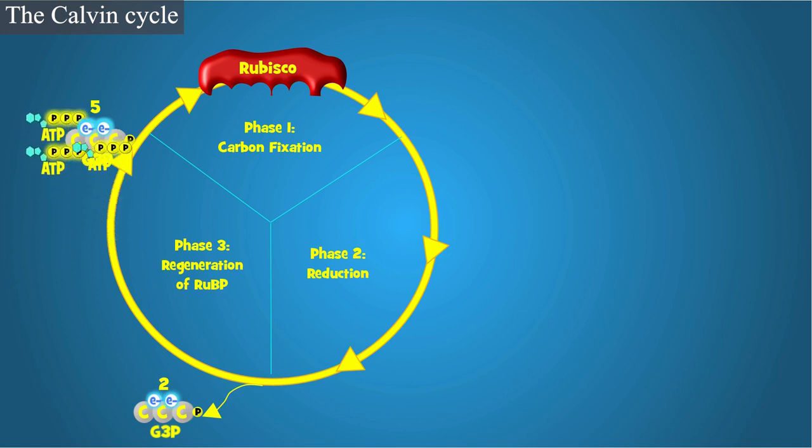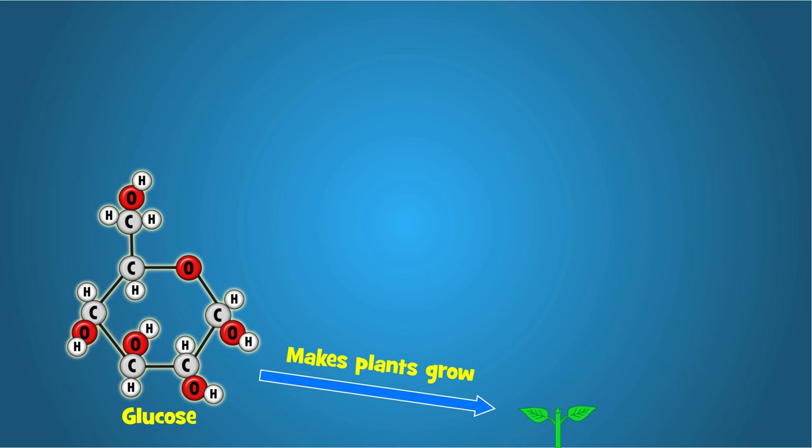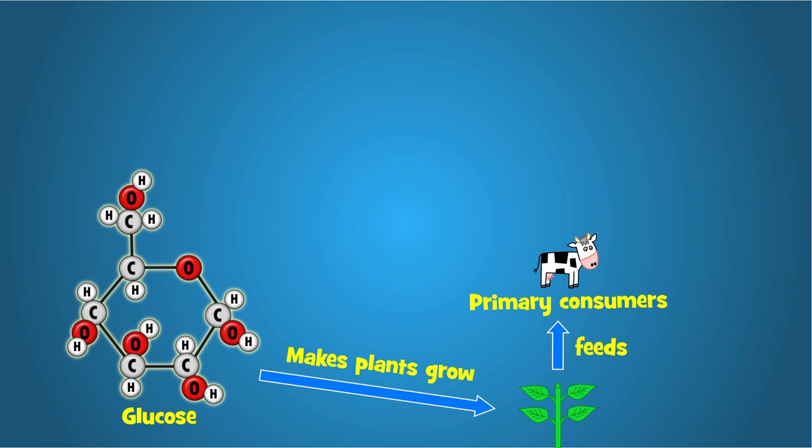The glucose and other organic compounds made as a result of these processes in photosynthesis are what allow plants and algae to grow and support practically all life on Earth, including you.